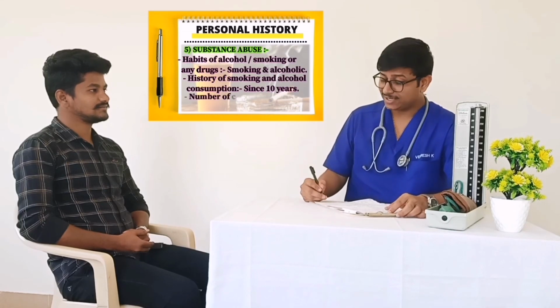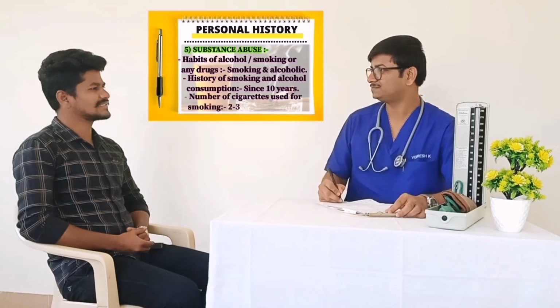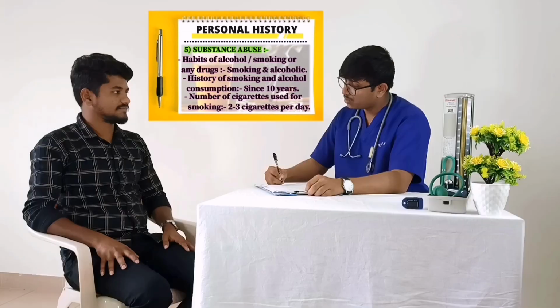Well, how many cigarettes do you smoke per day? I smoke 2 to 3 cigarettes per day. What is your intake of alcohol per day? I take 90 ml per day. Okay. It's not good for your health. Please start to reduce these things. Okay. What do you drink normally? I drink whisky.